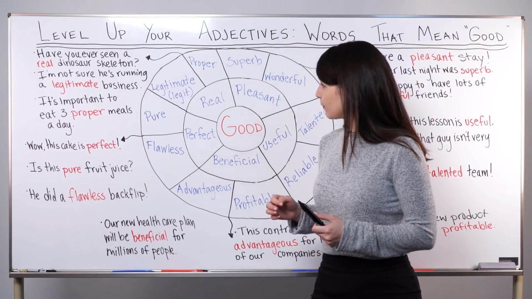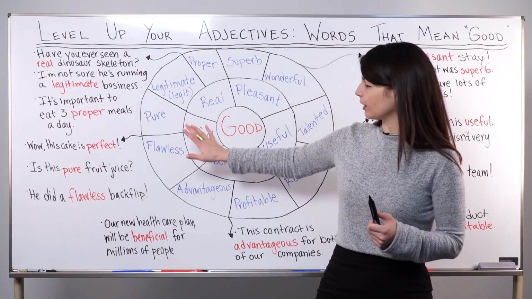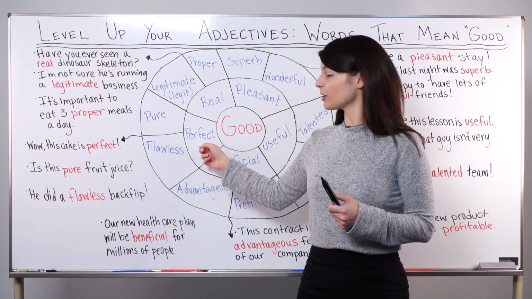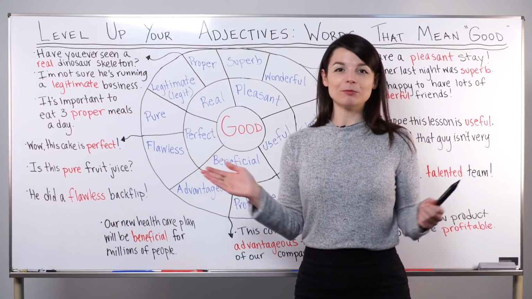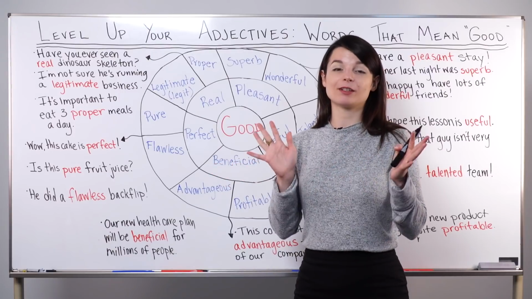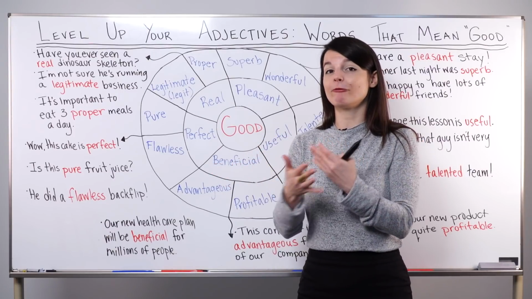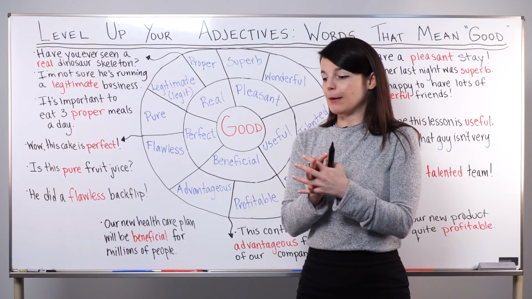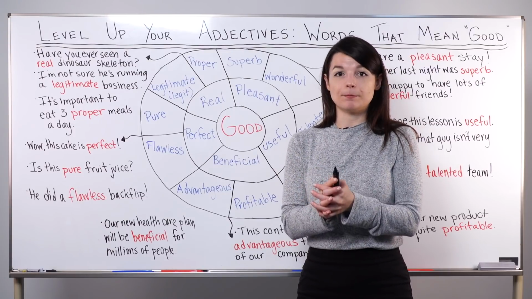Okay, let's move on to this next group here. The next part, the base is perfect, the word perfect. So perfect means there's no problems with it, or it's just right. So just right means it fits a situation or it suits a situation. So it's exactly as needed.